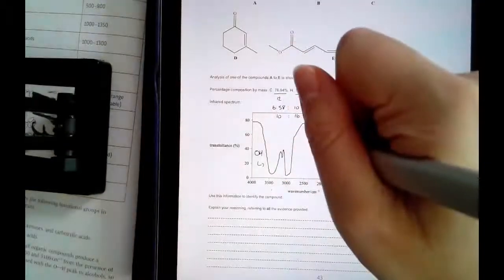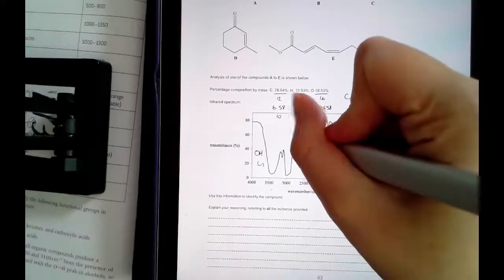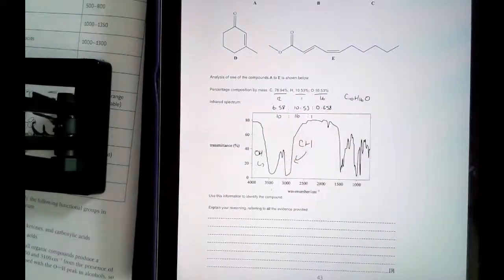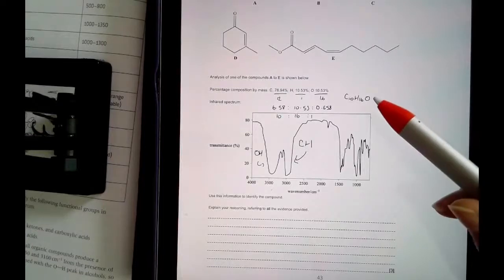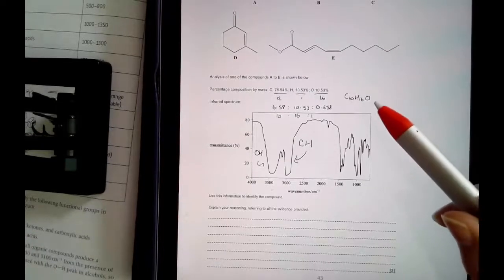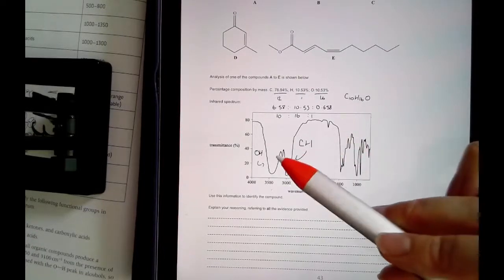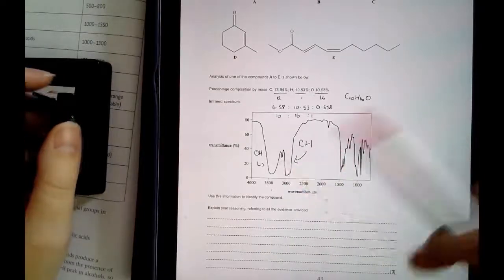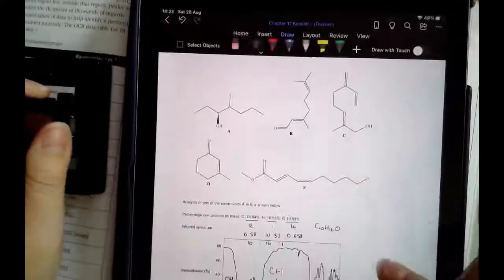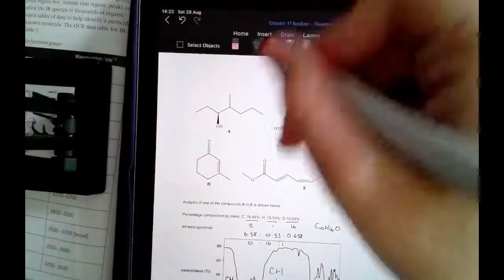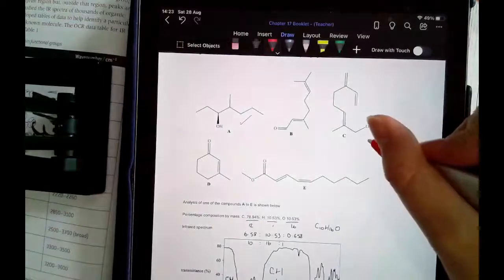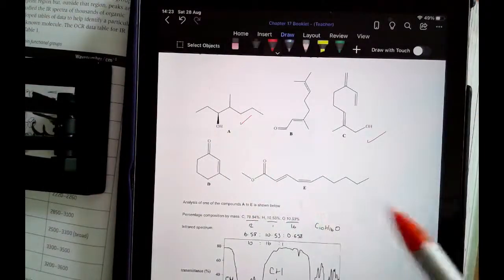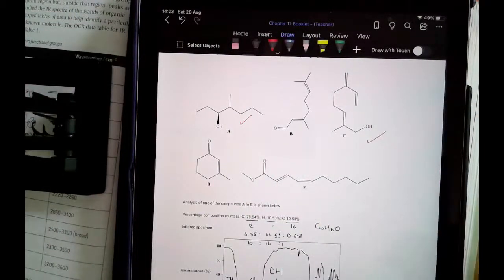And I get that you might be like, it's very broad. Maybe it's the OH of a carboxylic acid, okay? But if you look at your molecular formula, you see you've only got one oxygen. You know you've got an OH. There's not going to be a carboxylic acid there. So I know I've got an alcohol group. So if I go back up and look at the molecules, I see A has an alcohol group, and I see C has an alcohol group, and the other 3 do not. So I know it must be A or C.